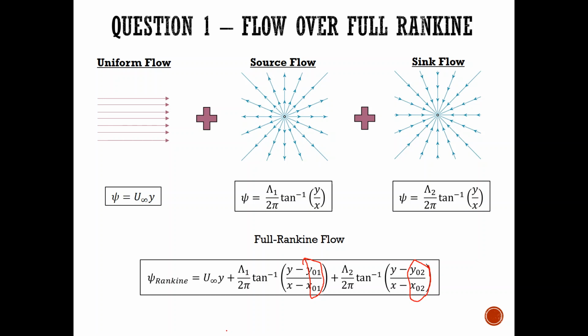Given a Cartesian space, you can place them anywhere you want. It'll be easier if you place them on the same axis, like you can keep the y-axis the same. Otherwise, you can simulate flow over the Rankine body at different angles. To keep it simple, keep y naught 1 and y naught 2 the same and change the x locations, so you're placing them at two different x locations but on the same y-axis. That may make it easier. So that's the equation you're programming.